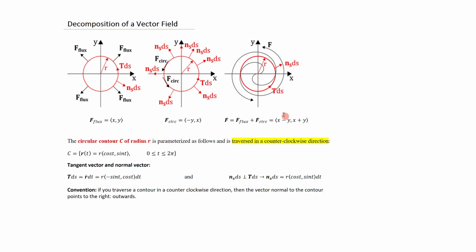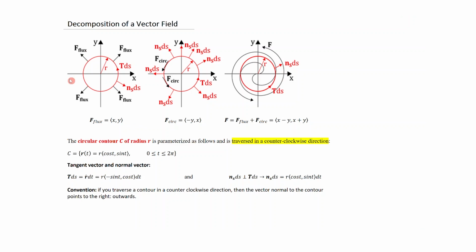All right, the next thing we're going to do is define a contour, and we're just going to keep it simple: a circular contour of radius r. You'll notice here I have graphed the field which is purely radial. This is F flux. Over here, circulation would be the black arrows that form closed loops. And this one is just the sum of the two, which looks more or less like a spiral.